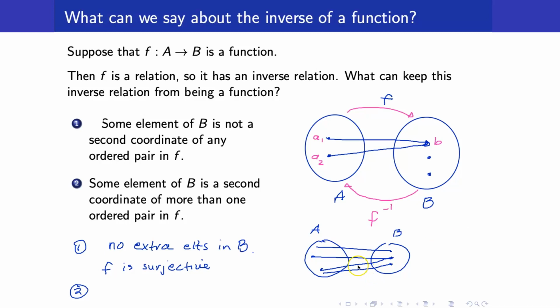So if that's the case, what do we want about our function F? We want F to be 1 to 1. F must be 1 to 1. So therefore, what have we seen here? For a function to have an inverse relation, which is also a function, the function f must be both surjective and one-to-one. In other words, the function f must be bijective.